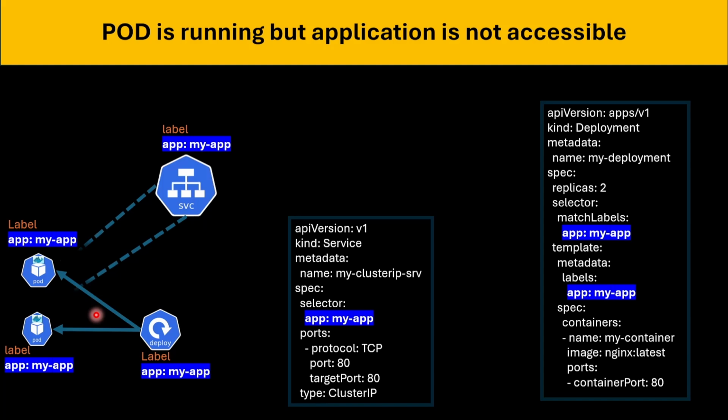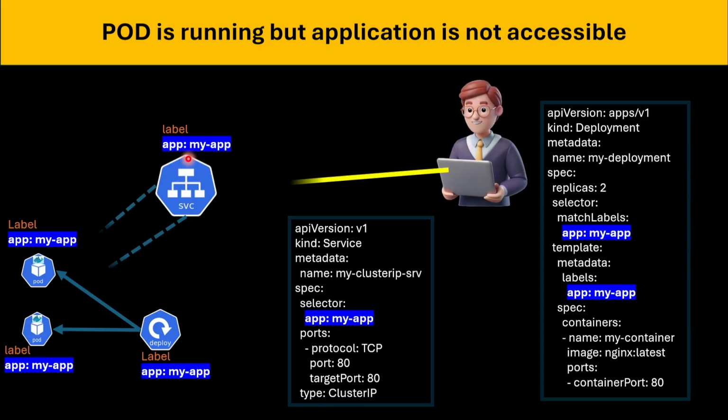it will start forwarding the request to these pods. So in the exam you need to check if the correct label is set at the pod level and the service level. When the user sends a request to the service, it should forward the request to the pods. So you need to think about that. If the pod is in running state, then why is my application not running? Only because of the labels, right? That you need to check.